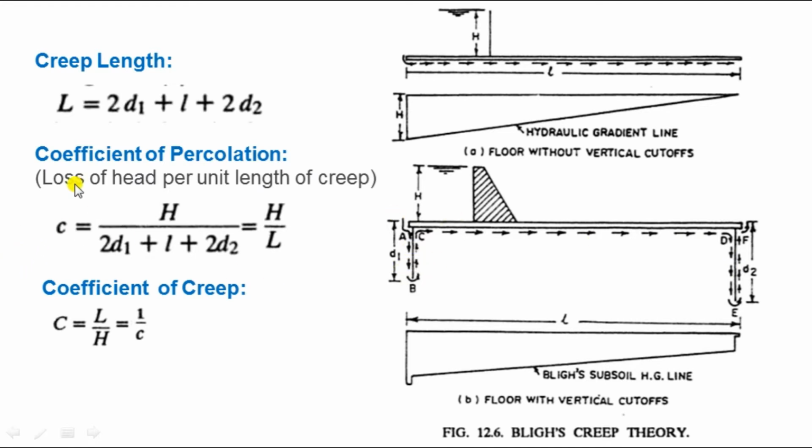So the coefficient of percolation, or loss of unit head, is H by L, right? L means total creep length. Total creep length is d1 plus L plus 2d1. Why 2d1? Because on that side and that side the water follows that path. So H upon 2d1 plus L plus 2d2 is equal to H by L. Next is the coefficient of creep. C is equal to L by H, which is equal to 1 by the percolation coefficient. That is called the coefficient of creep.